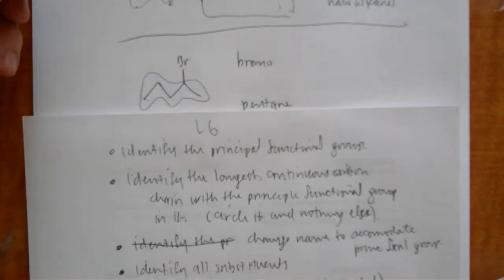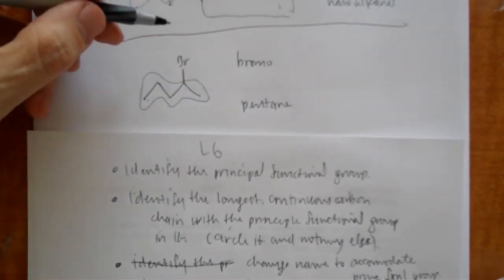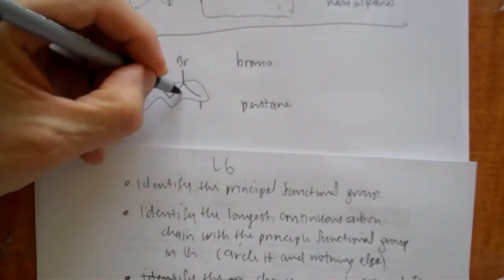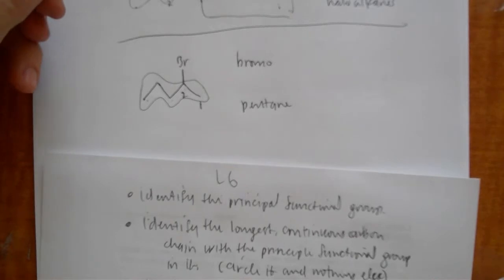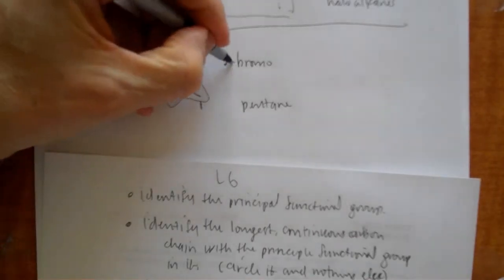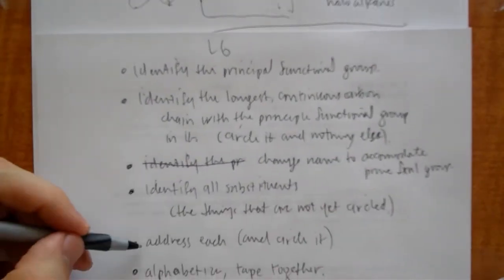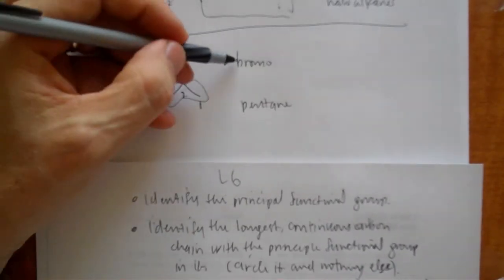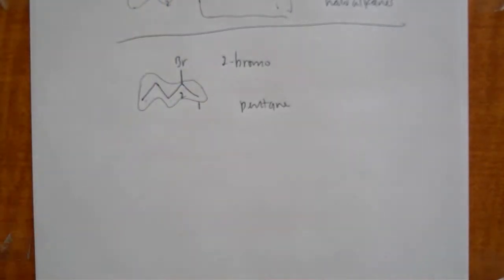That's taken care of. Now we identify all the substituents. Well, we've got a bromo in it, and we have to number it. I can see it's closer to this end, so I'm going to say 1, 2. So it's 2-bromopentane. We've addressed it, because I put a 2 on there, and we have to alphabetize and tape everything together. Well, there's no alphabetization here, because there's only one substituent, so I don't alphabetize that.